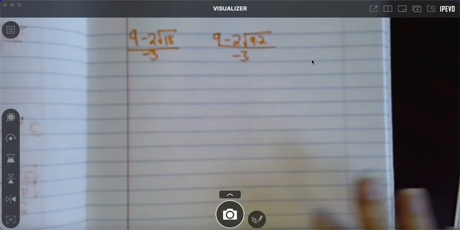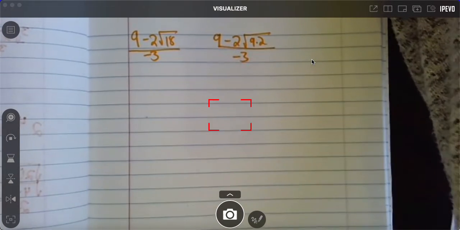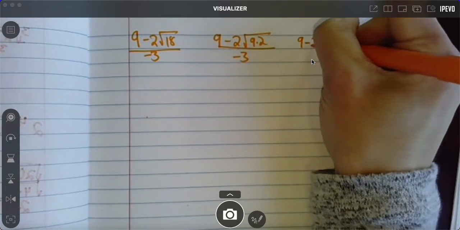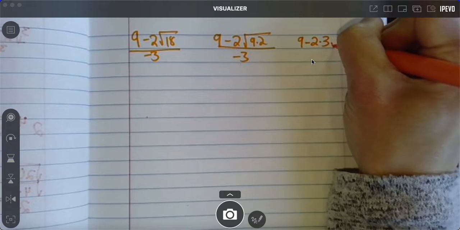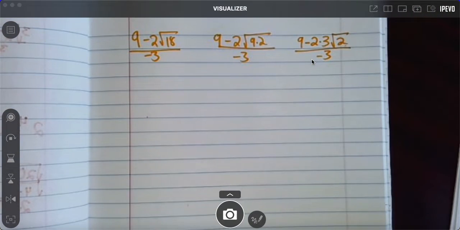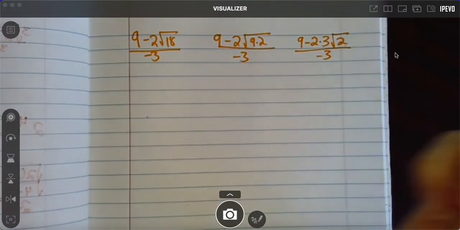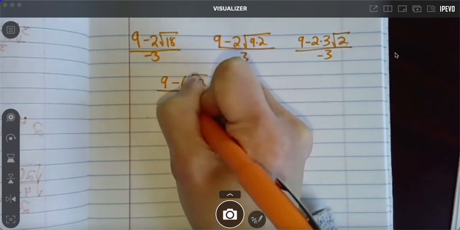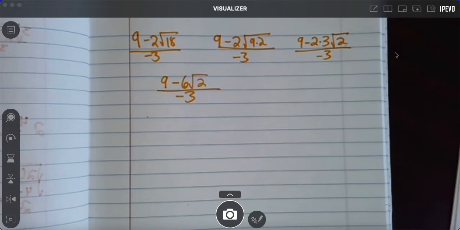What's the square root of 9? So I'm going to pull that 3 out, and I have my 2. And what's 2 times 3? 6. So I have 9 minus 6 square root of 2 divided by negative 3. What do you notice about that?